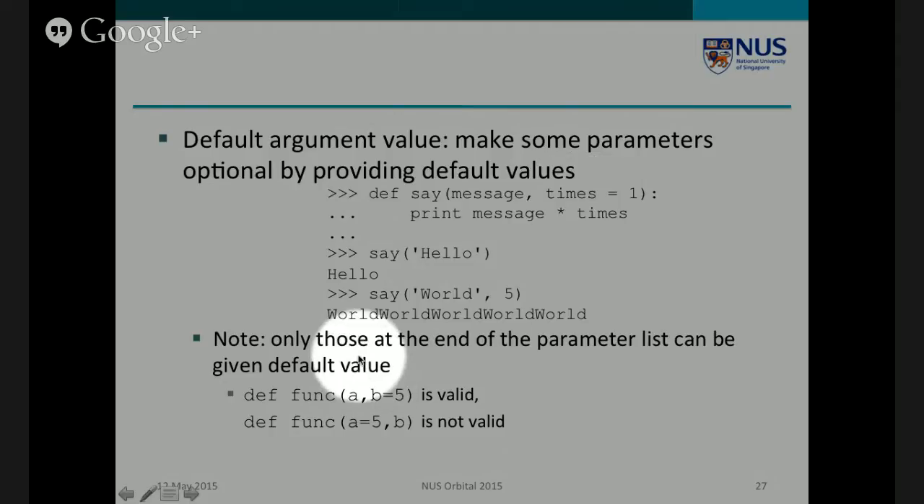Only those at the end of the parameter list can be given default values. So for example, down here, you can do something like this, but it won't make sense to do something like that. That's just the Python syntax. So whenever you have something optional, leave it at the end of your function definitions. Okay? All good?